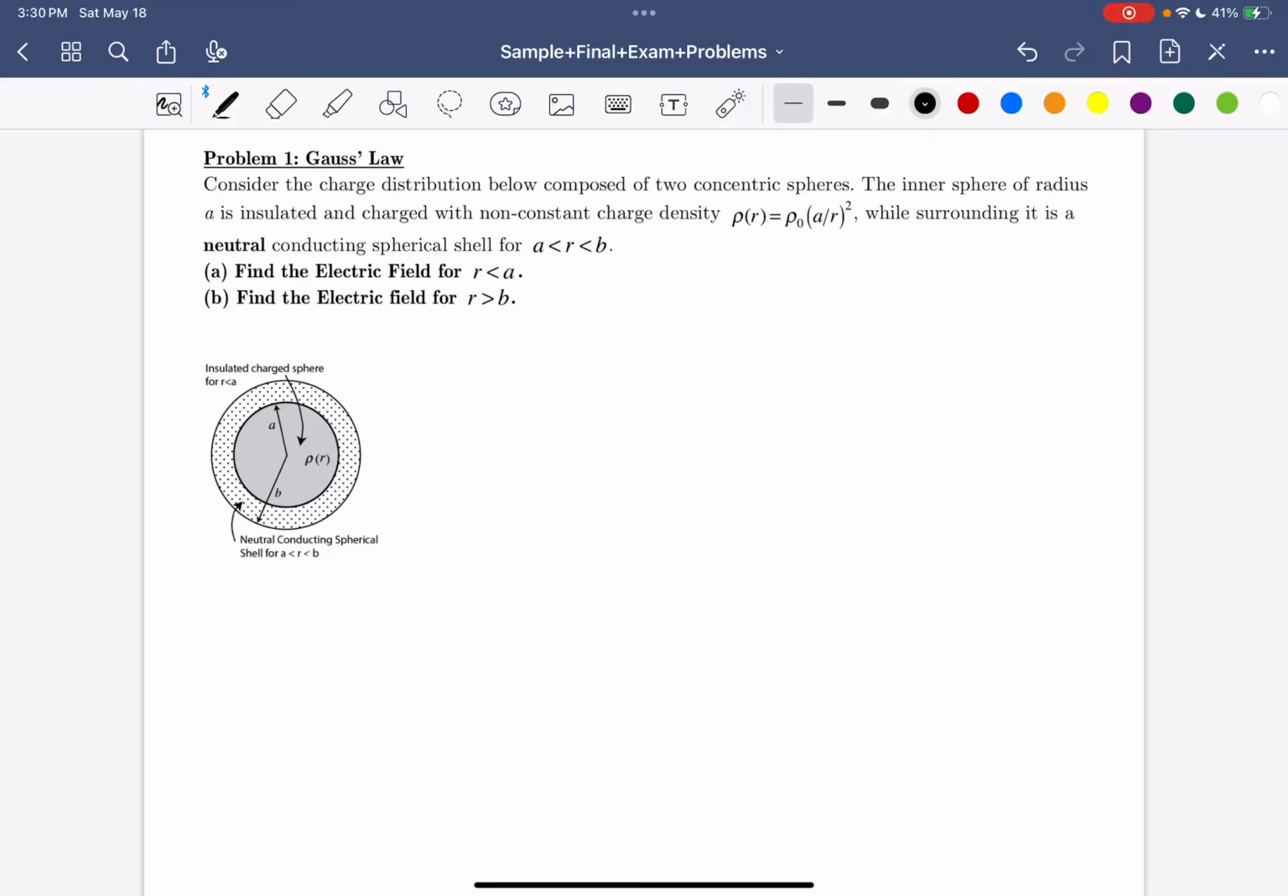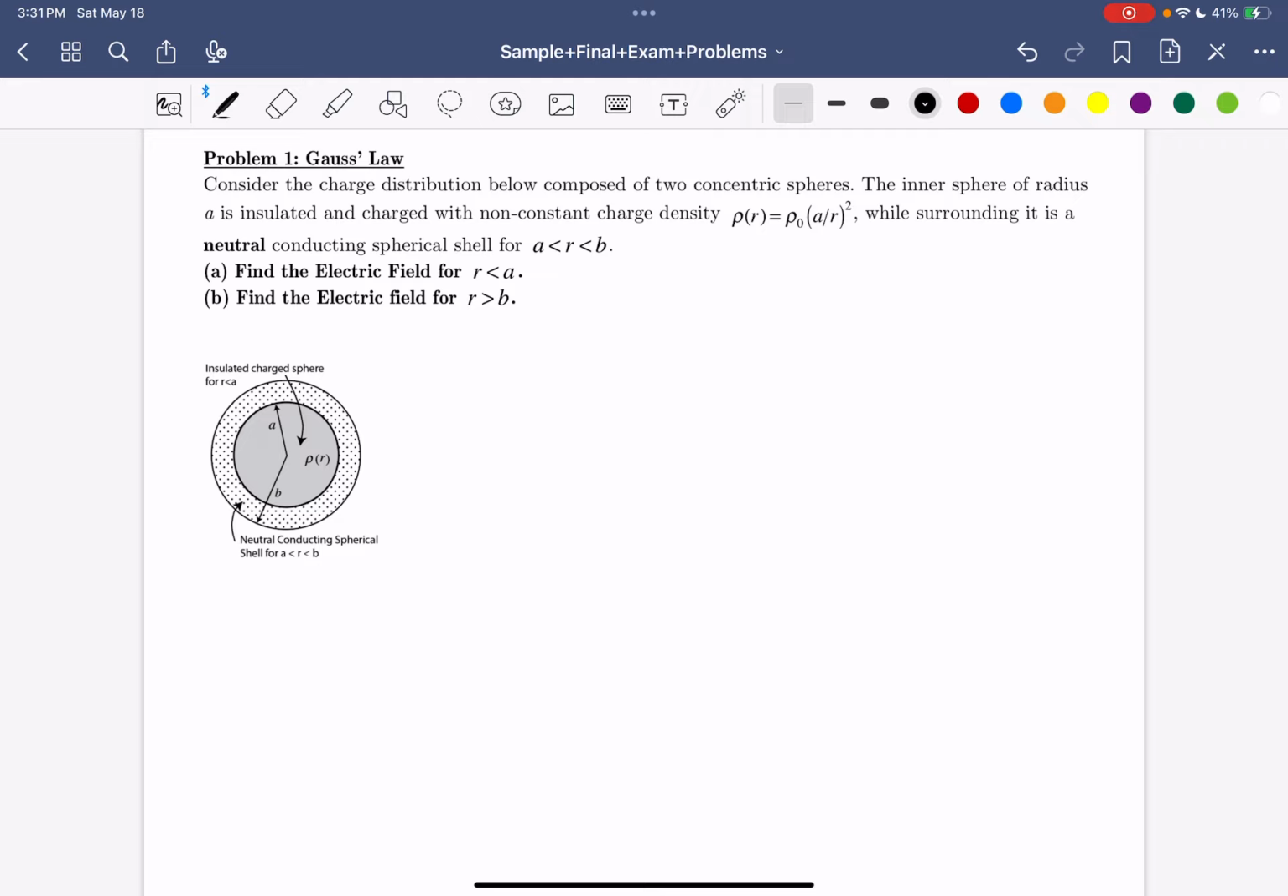All right, so here is a Gauss problem, Gauss's law, that states: consider the charge distribution below composed of two concentric spheres. The inner sphere of radius a is insulated and charged with non-constant charge density, rho(r) equals rho sub 0 a over r squared, while surrounding it is a neutral conducting spherical shell of a less than r less than b. Question A states to find the electric field for r less than a.